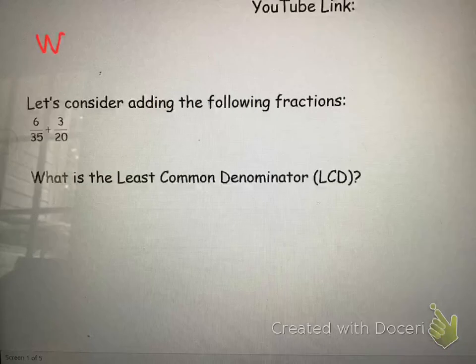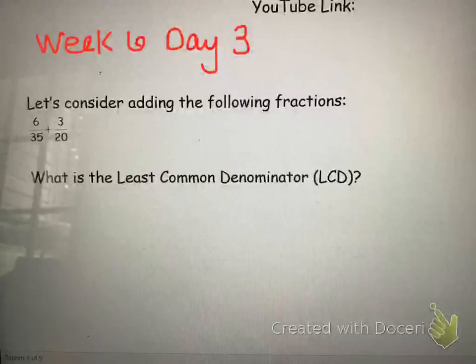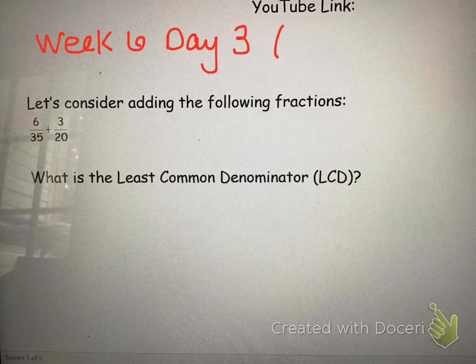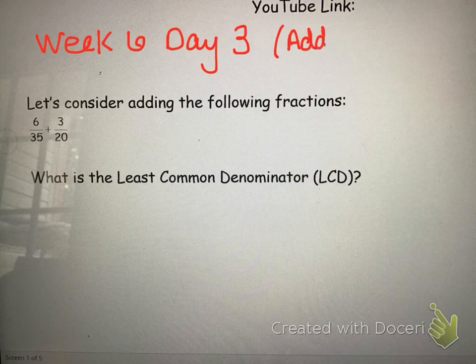Okay, welcome to week 6, day 3. We're going to be continuing our work with rational operations. On day 1 we simplified, multiplied, and divided, and today on day 3 we're going to be adding and subtracting.